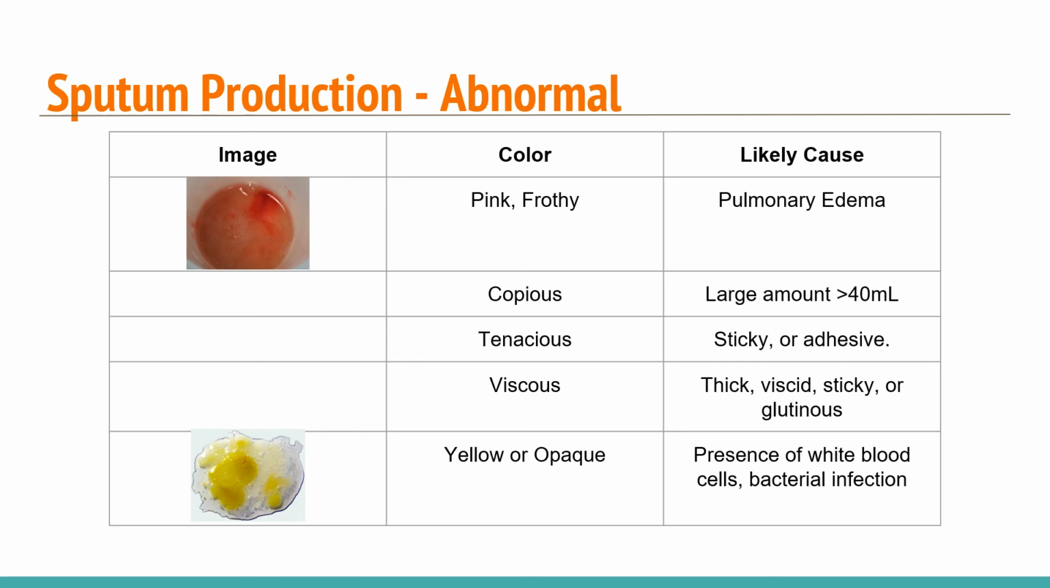Yellow or opaque, it looks kind of like a mix with little clumps, mixed up with saliva or a little bit of clear secretions, and you have flecks of it. Presence of white blood cells, or again, bacterial infection.